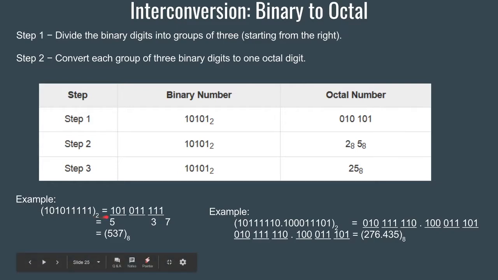So over here also, starting from the right hand side, we make groups of 3. So the first group is 111. Next group is 011, and the last group being 101.